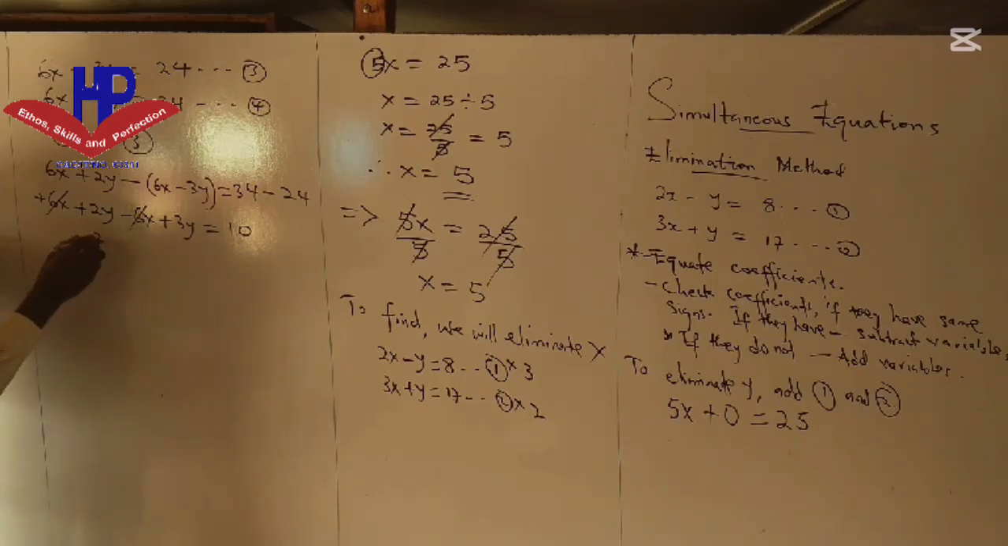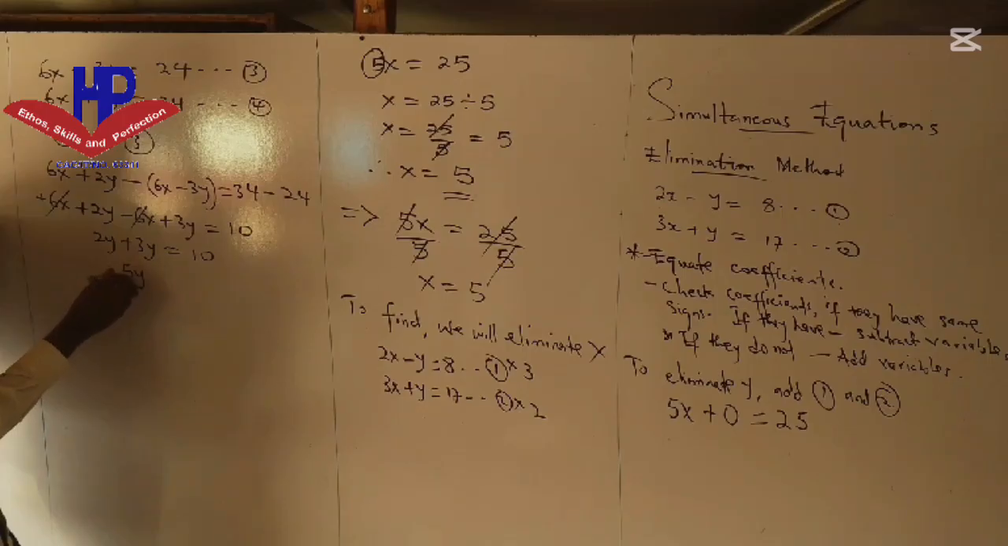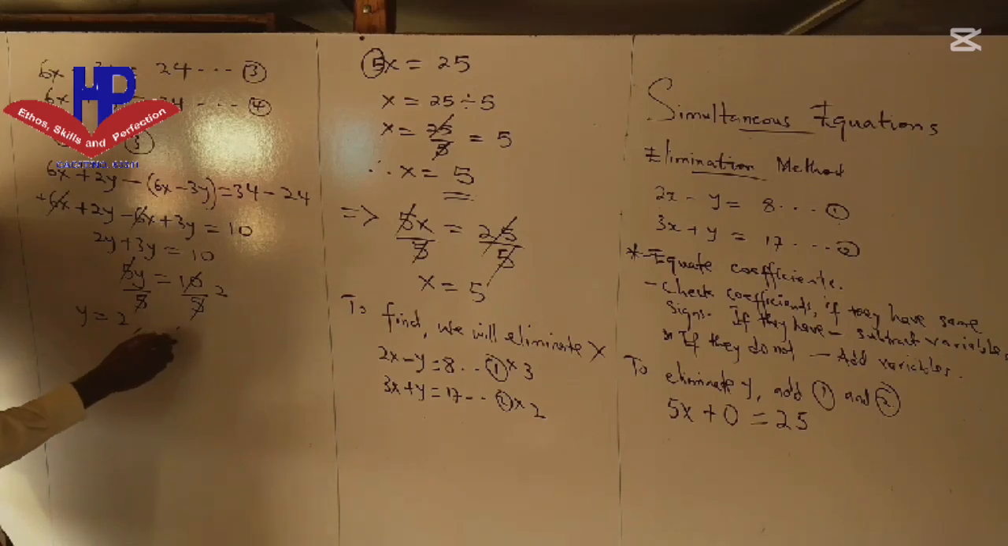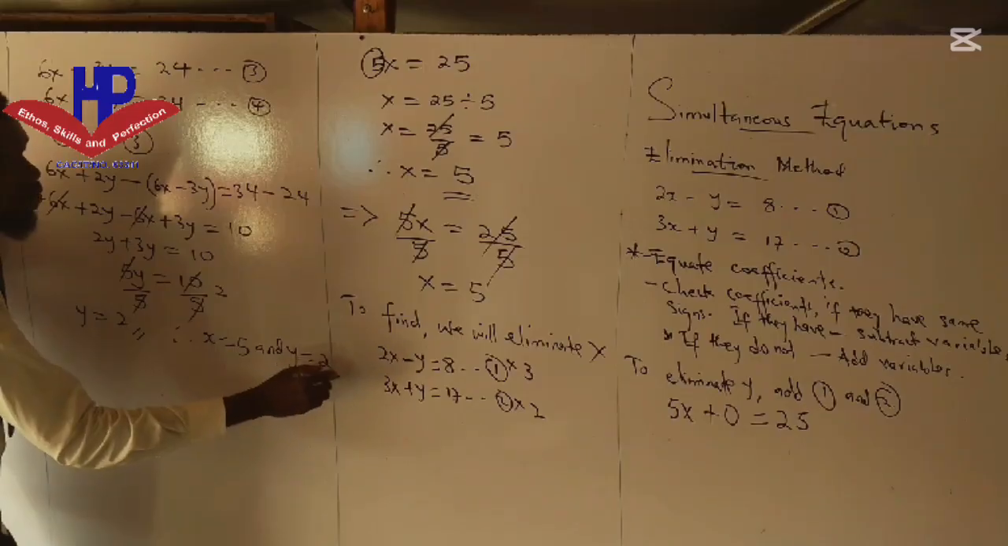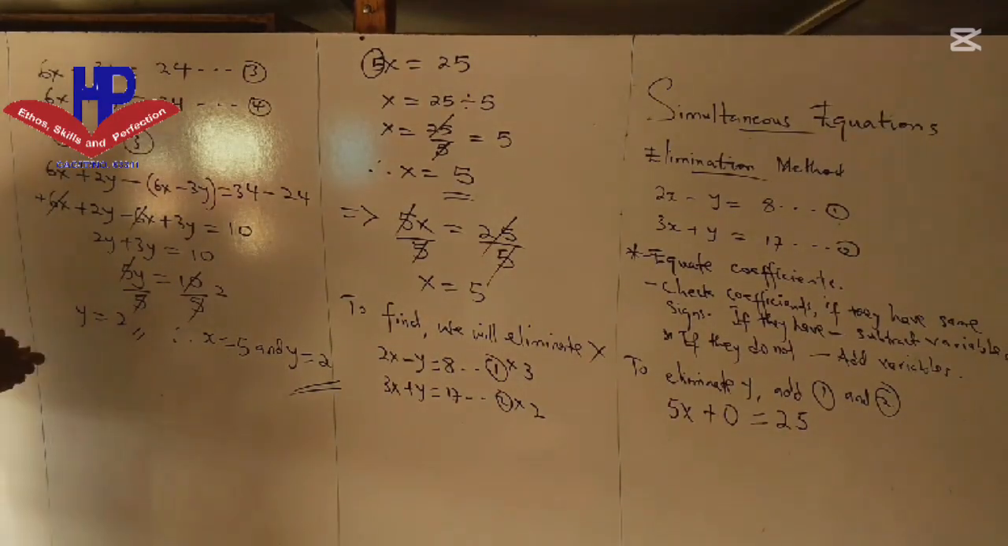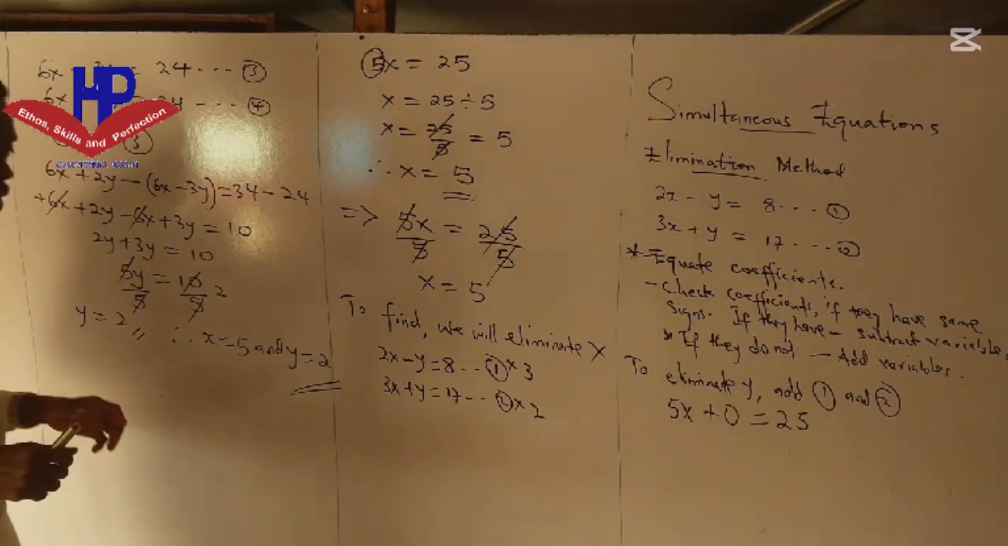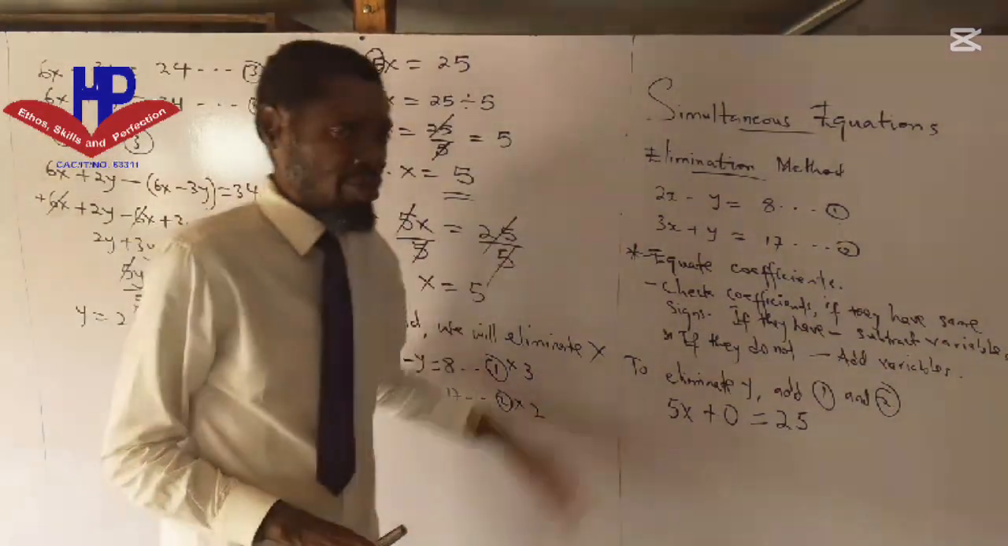So what we have left is 2y plus 3y is equal to 10. Now they are of the same variable, so we can add them up. 2y plus 3y will give us 5y is equal to 10. If you divide both sides by 5 to make y stand alone, 5 will cancel 5, and 10 divided by 5 is 2. So we have y is equal to 2. So our final result is that x is equal to 5 and y is equal to 2. These are the answers we get if this equation is solved using the elimination method.